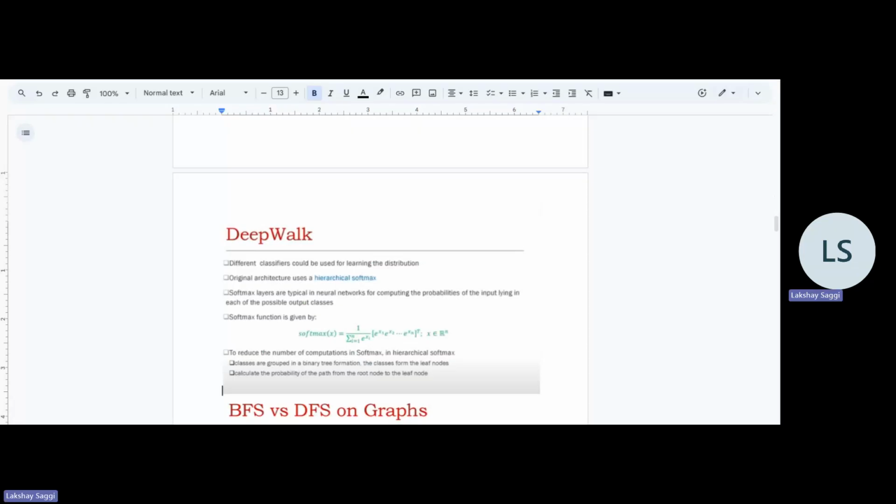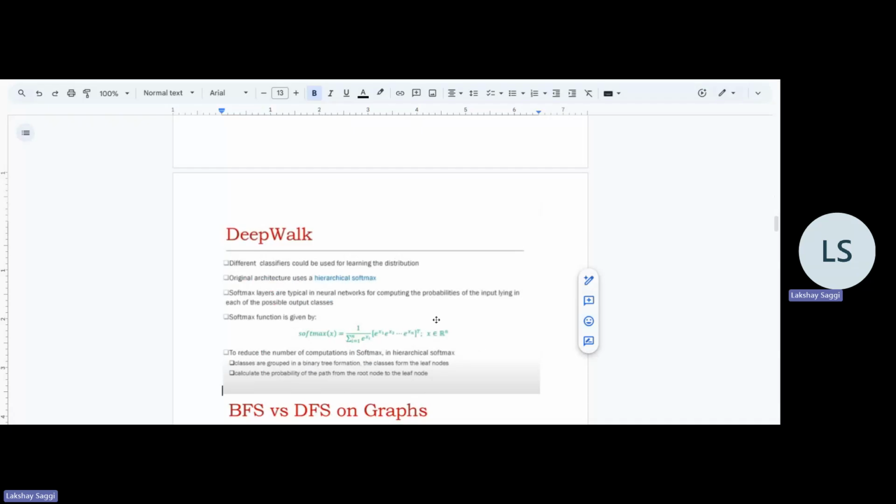And for learning these kinds of distributions, different classifiers could be used, and at least the original paper proposing this architecture uses hierarchical softmax. Let's not get into what hierarchical softmax is, but just note what the softmax function is. You may have come across this softmax function in the context of neural networks. It is one of the activation functions which is usually used.